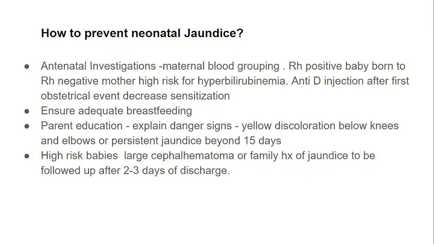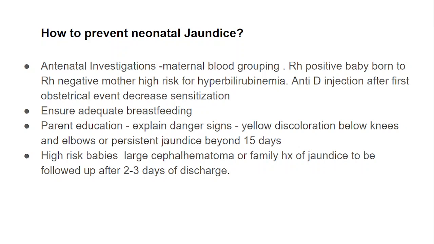How are we going to prevent neonatal jaundice? By doing antenatal investigations. Do maternal blood grouping. If an Rh positive baby is born to an Rh negative mother, then there is high risk of hyperbilirubinemia. So ensure anti-D injection to decrease sensitization after the first obstetrical event. Ensure adequate breastfeeding. Parent education.